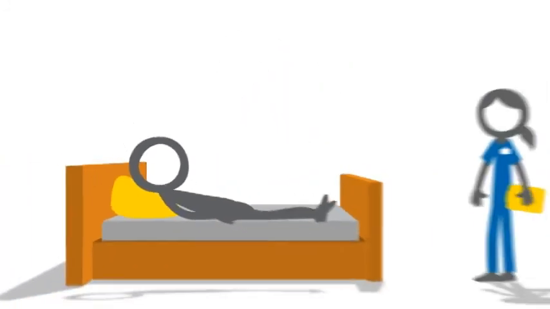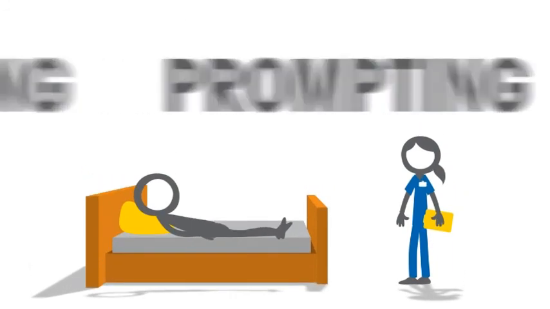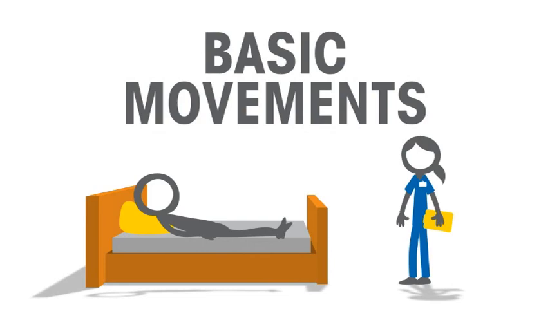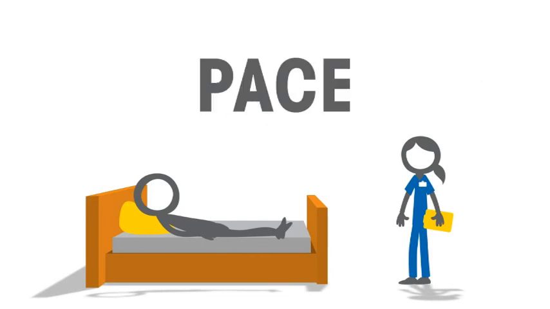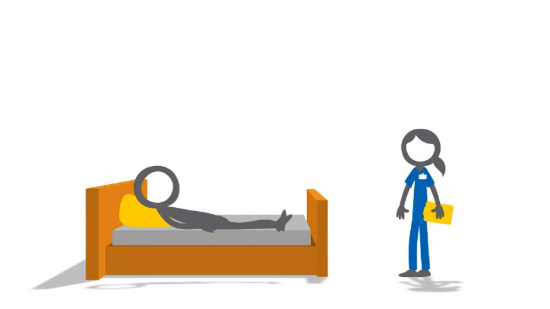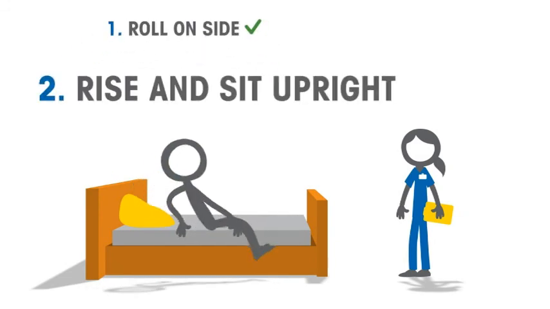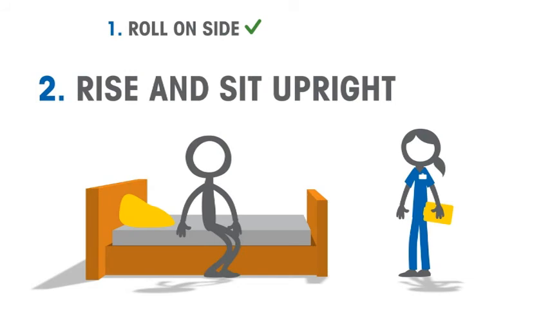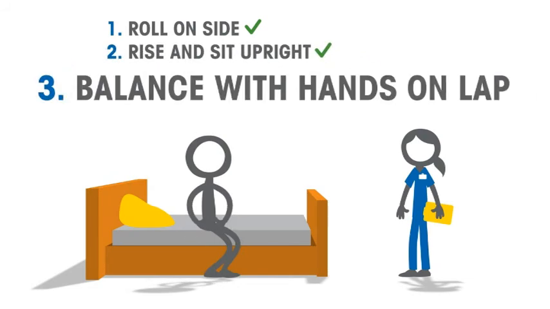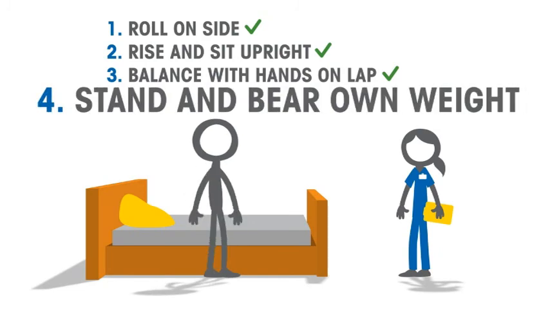In this scenario, the client is lying in bed. The assessment involves prompting and cueing the client through basic movements. The PACE communication assessment should have already taken place before you start, as it is vital when cueing the client. To start, determine if the client can roll onto their side in the bed. Then, if they can rise and sit upright on the edge of the bed, and then balance with their hands on their lap. From there, can they stand and bear their own weight?